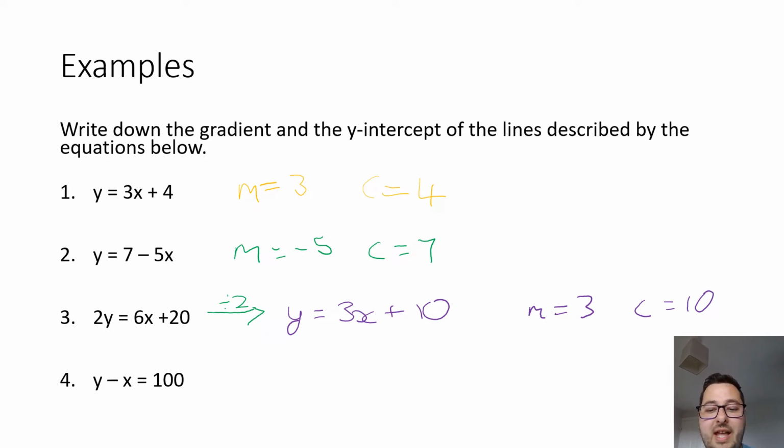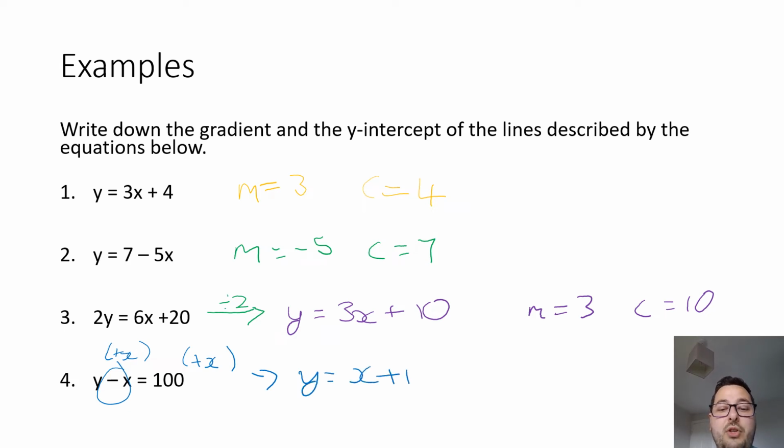Okay, great. And then finally we've got y minus x is 100. So again, this is not quite in the format that we like. We've got a minus x here, so why don't we add x to both sides, and that would give us y equals x plus 100. And there we can see that m equals, well, there's no number next to x, but we've just got 1x, haven't we? So that means that m is 1 and c is 100.